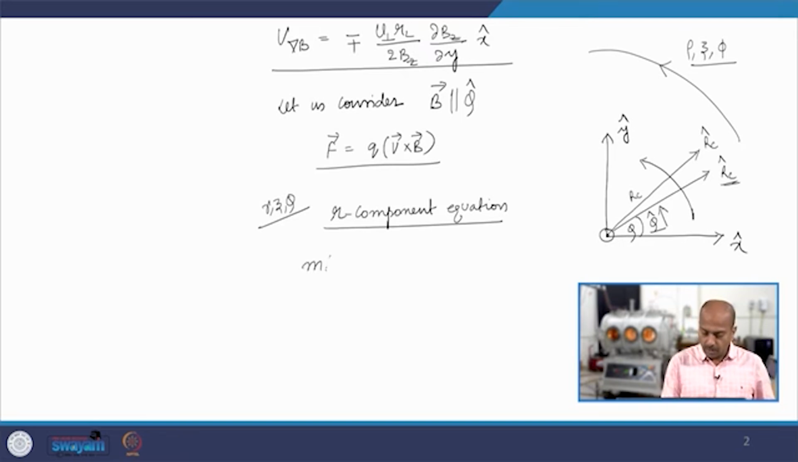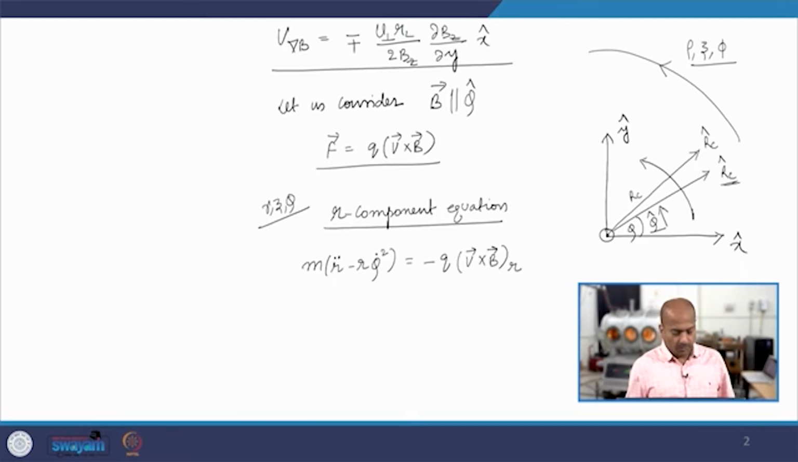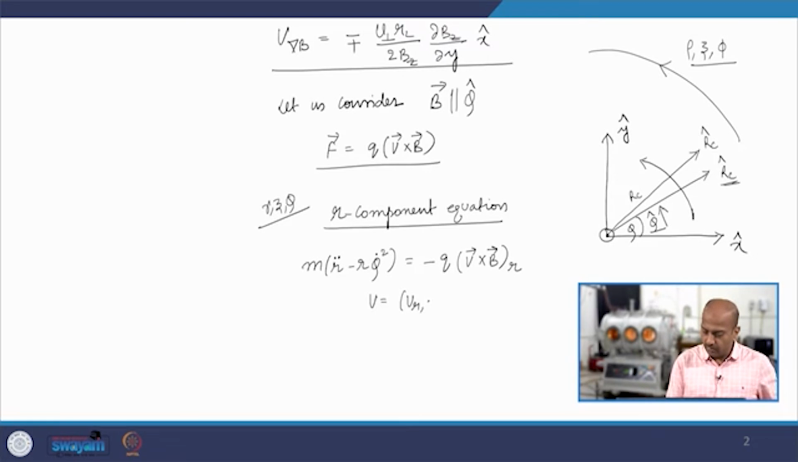So, we will write m times r double dot minus r phi dot square is equal to minus q times v cross B. You will only take the r component, the radial component. The velocity v is defined in Vr, V phi, Vz. The magnetic field B is now 0, B phi, 0, right.